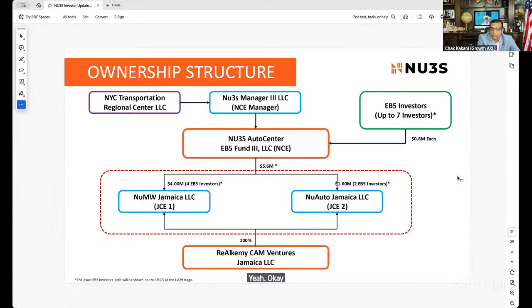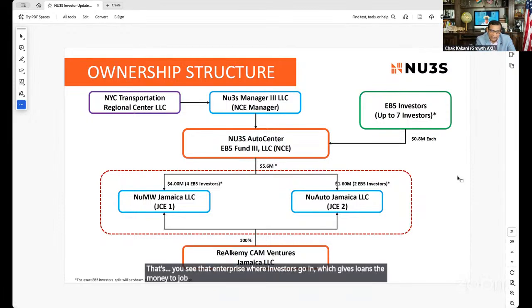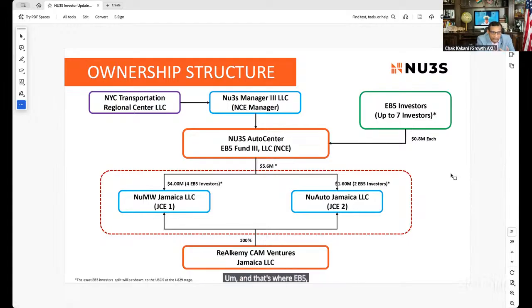Okay. So we are now at the ownership structure. It's a very clean structure. The regional center sponsors the project. Then the new commercial enterprise is the enterprise where investors go in, which loans the money to the job creating entity, JCE. NCE is new commercial enterprise, JCE is job creating entity. And that's where the EB-5 work is done. This is our business, right?